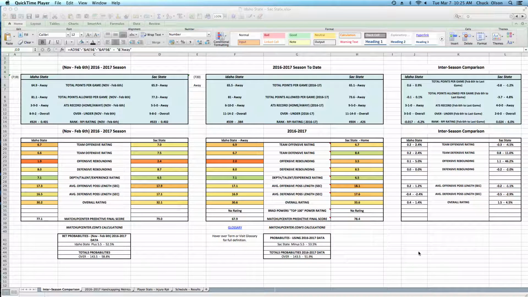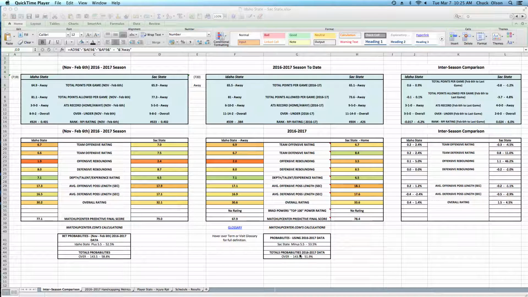When you look at these two games on the spreadsheet, you're going to see some very important information. One of them is how it's broken down. We take the first part of the season through February 6th and the whole season, and we compare these two by separating the difference, and you can see the play over on this side in the last 4 weeks or so.